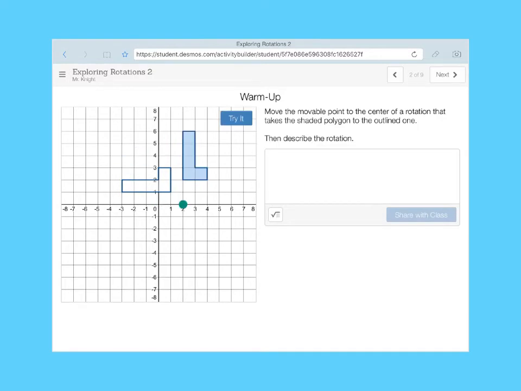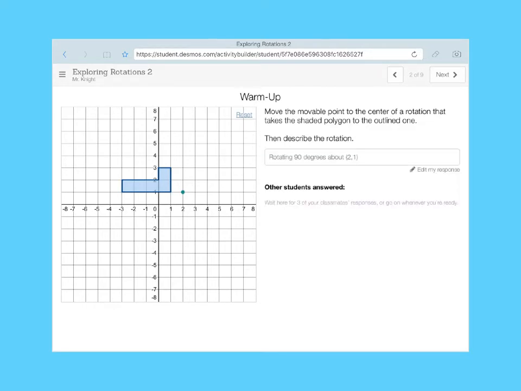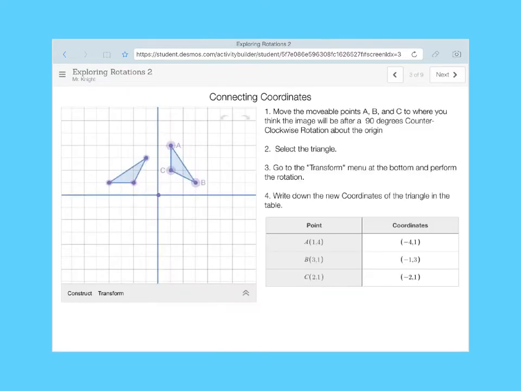So we've got to move this point, and if we play around with some different points, we'll get closer, but it looks like it's got to be here. So this one is rotating 90 degrees about the point 2, 1. So we're rotating 90 degrees. We can also say it's rotating counterclockwise there. All right, so this direction here is counterclockwise.